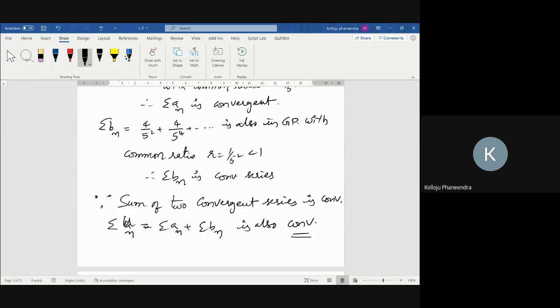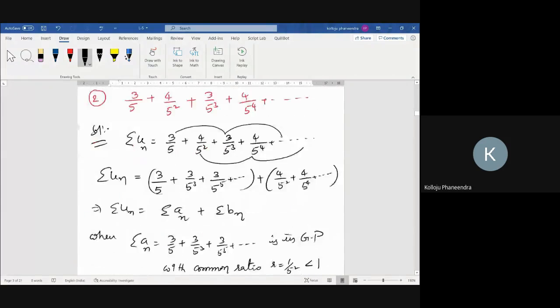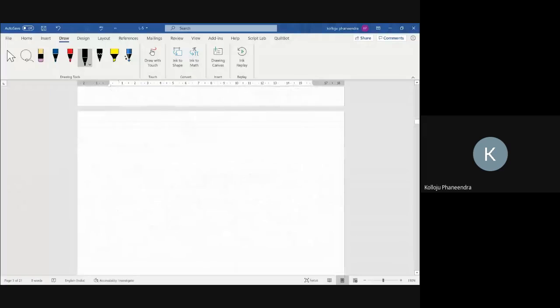Sum of convergent series always converges. Sum of divergent series always diverges. But sum of convergent and divergent series has no conclusion. Any more doubts? Sir, third question, I think. What is that? Sir, in the second question.